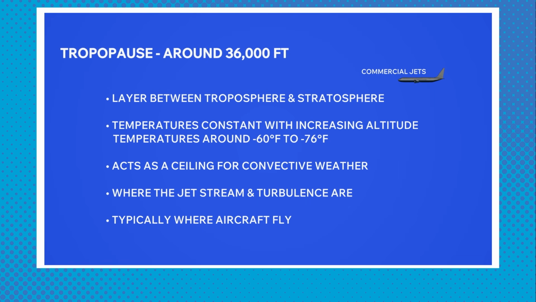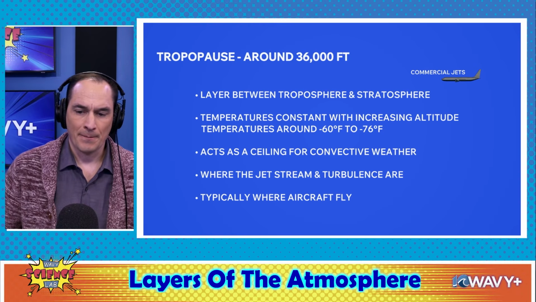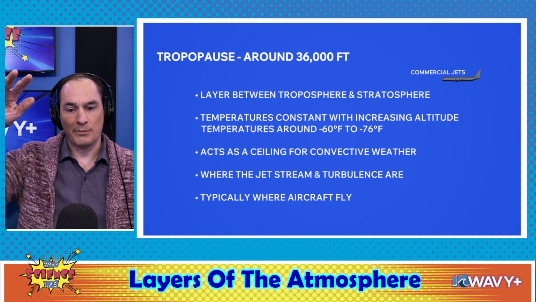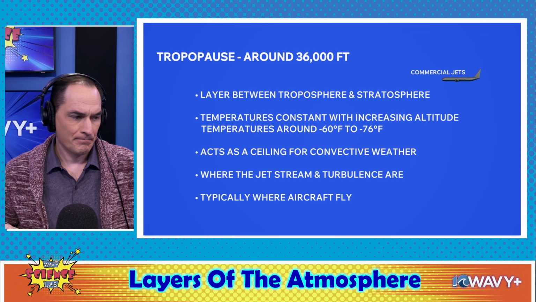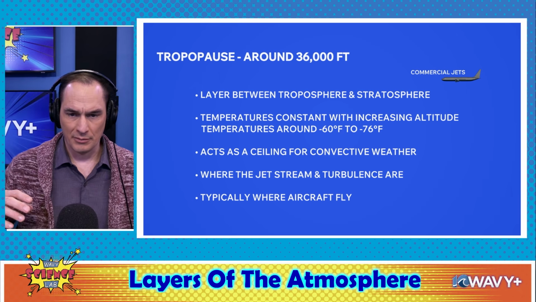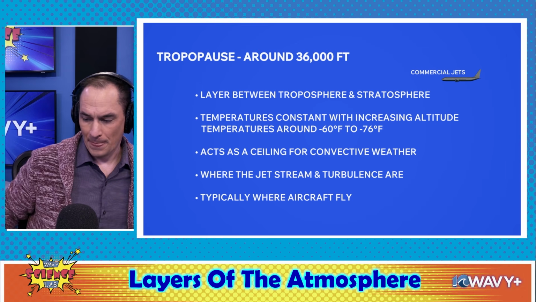I don't think it's a solid isothermal layer. I think the temperatures do increase a little bit. Temperature is around minus 60 to minus 76. And this acts like a ceiling for the weather, for the thunderstorms. They can't rise above that. And that's important, because these little parcels of air like to go up to a certain height.